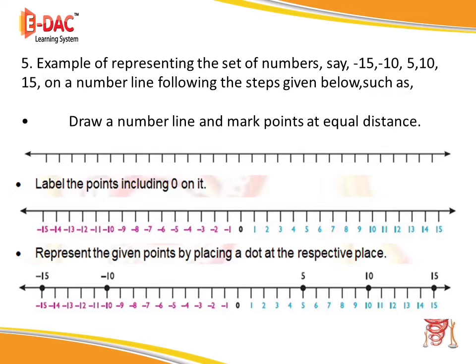5. Example of representing the set of numbers, say minus 15, minus 10, 5, 10, 15 on a number line, following the steps given below. Draw a number line and mark points at equal distance. Label the points including 0 on it. Represent the given points by placing a dot at the respective place.